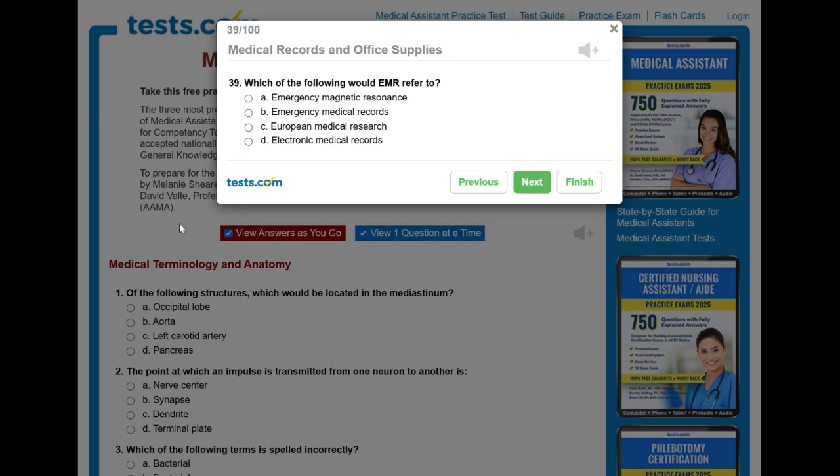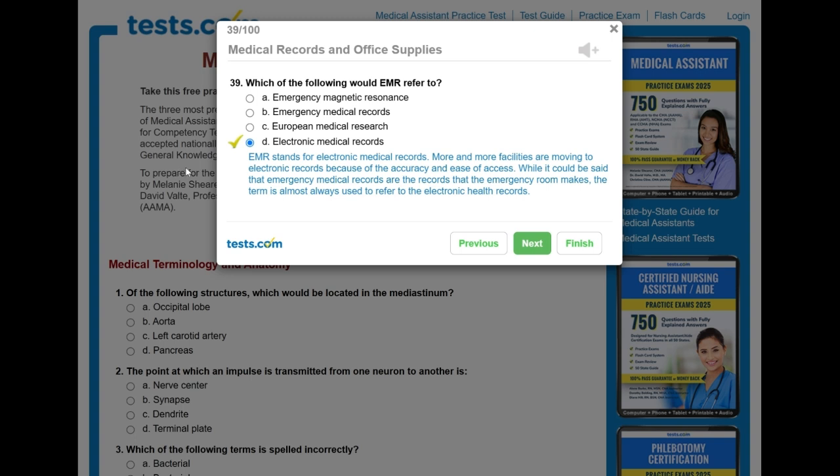Question 39. Which of the following would EMR refer to? A. Emergency magnetic resonance, B. Emergency medical records, C. European medical research, D. Electronic medical records. D. Electronic medical records. EMR stands for Electronic Medical Records.